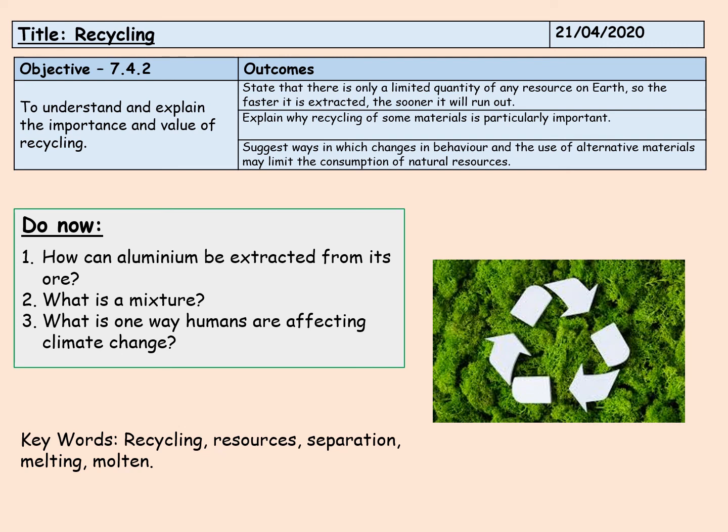And number three, one way humans are affecting climate change. You could have talked about combustion, you could have talked about car pollution, factories, you could have talked about farming, the amount of methane produced by livestock. Any of those would have been acceptable.